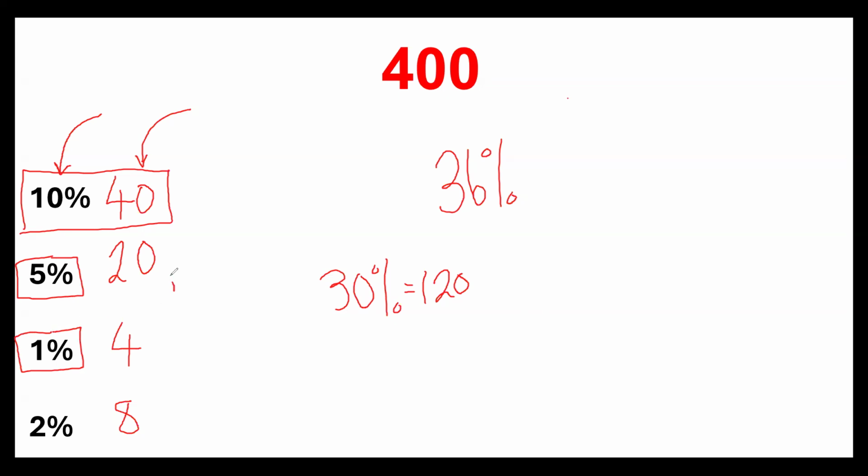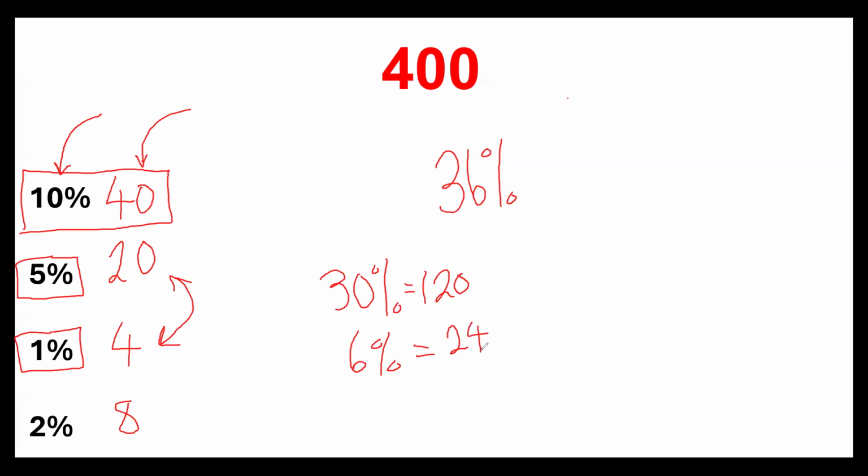So all I need to do is 20 plus 4. Yeah? Let me say that again. 5% is equal to 20. 1% is equal to 4. I'm looking for 6%. So I'm going to combine the two. 5% plus 1% is 6%. So 20 plus 4 gives me 6%. So what is 20 plus 4? We know the answer to that. 6% equals 24.